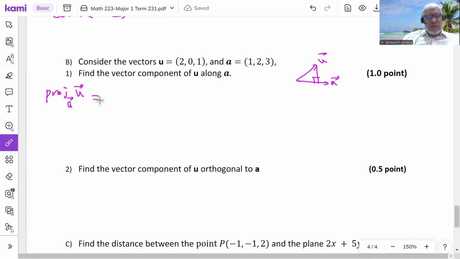We write it like this, and it is u dot A over norm A squared times the vector A. So u dot A would be the inner product, 2 times 1, 0 times 2, that's 0, 1 plus 1 times 3. So it's 2 plus 3 over the norm of A.